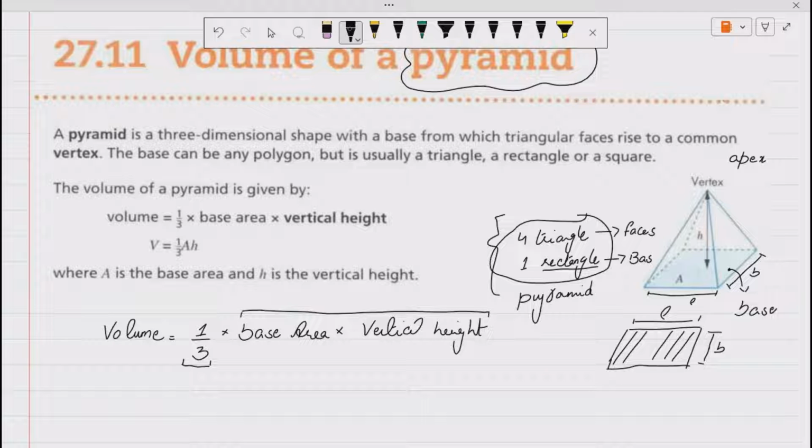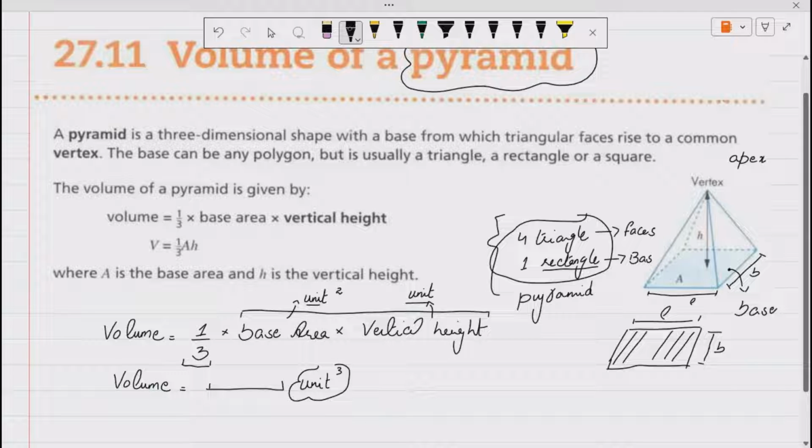So the area gives you a unit which is squared, and the vertical height gives you a simple unit. When you multiply them, you get the unit cubed. And we know that volume always has a unit which is cubed, right? So whatever answer we get here, we always have the cube unit. This is the simple definition of a pyramid, and this is the simple formula for this pyramid.